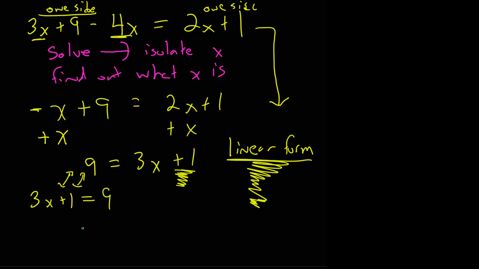Now this is the linear form. So my idea is to isolate x. So I'm going to subtract 1 from each side, and then I'm going to divide each side by 3. And so x equals 8/3. And if we want to write it in the mixed form, it's 2 and 2/3.